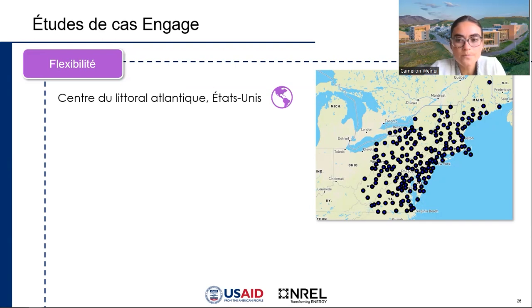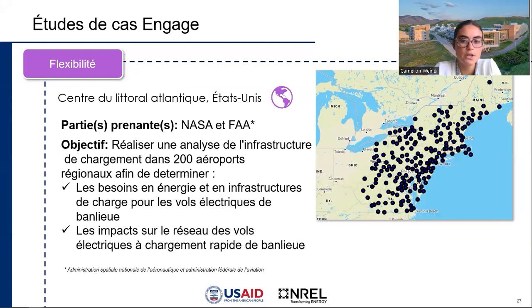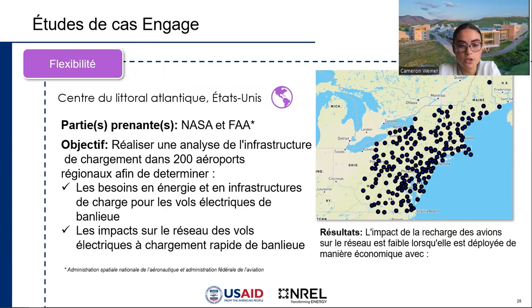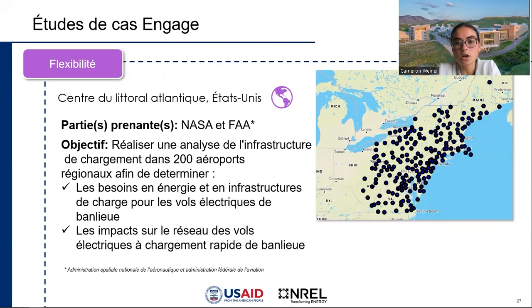So another study, in which Engage was applied in a novel way, was the study of electrification of commuter flight across the Mid-Atlantic region in the US. Working with NASA, the Engage team produced a charging infrastructure analysis across 200 regional airports to determine the energy and charging infrastructure needs of the electric commuter flights, as well as the grid impacts of fast charging electric commuter flights.